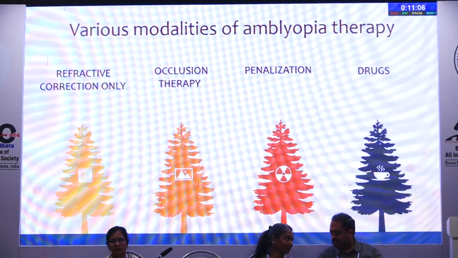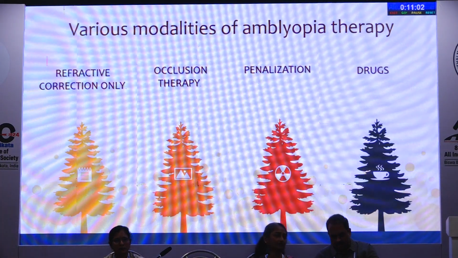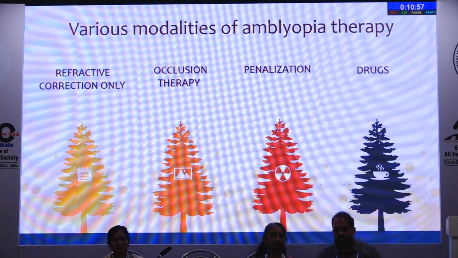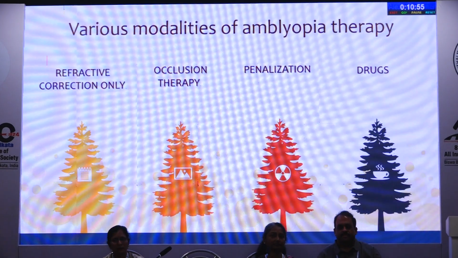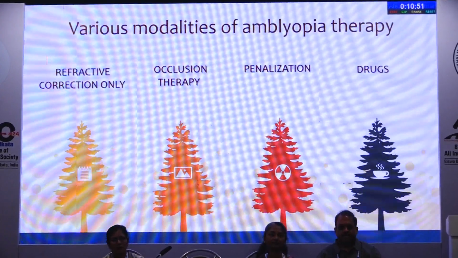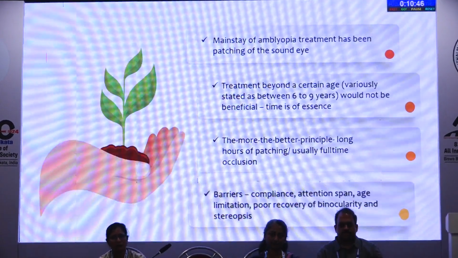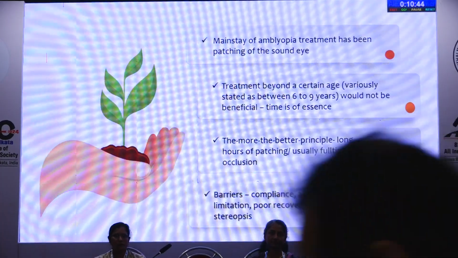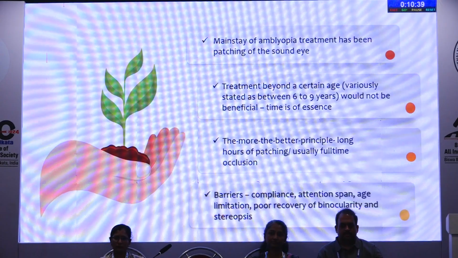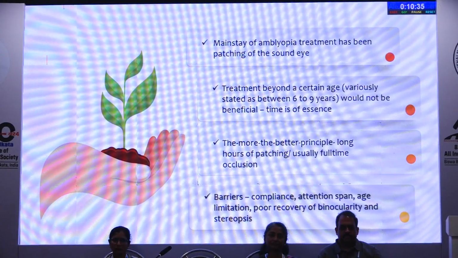Now, amblyopia over the decades has been treated with various modalities, that is refractive correction, occlusion therapy or penalization of the sound eye, and various drugs such as levodopa and citicoline have also been used. Of these, the patching of the sound eye has been the mainstay of amblyopia treatment. And it was so far believed that it cannot be treated beyond a certain age, that is beyond the age of 8 to 10 years or so.